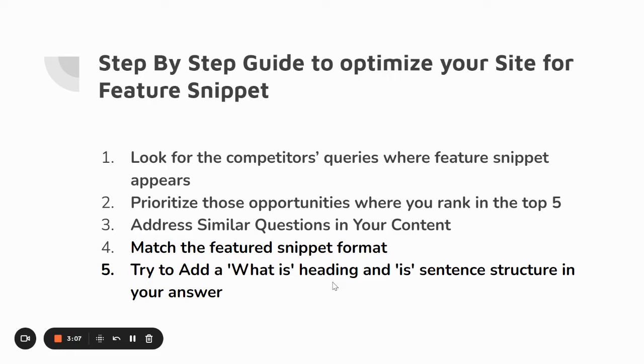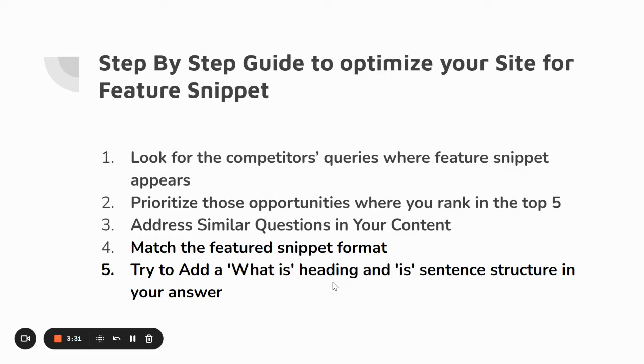The next step would be to address similar questions in your content. You can incorporate similar content in the page which you are targeting. So like you already have a list of queries where your competitors' featured snippets are already appearing. What you need to do is follow similar kinds of questions in your content.